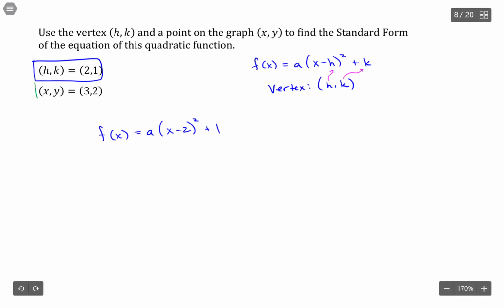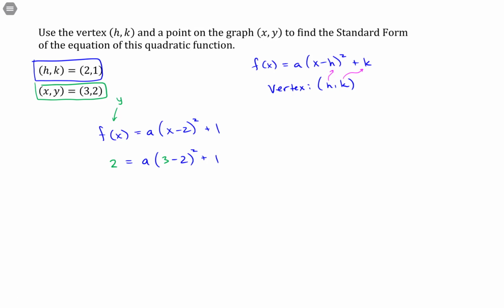Now this other point, I have (x, y) equals (3, 2). Well, one thing that I know about a function is f of x is the definition of the y variable. So I can actually take a coordinate pair, which is (x, y), and plug it into this equation. What it would look like, the y value is 2, and then I have equals a times the x coordinate of this point, 3, minus 2 quantity squared plus 1.